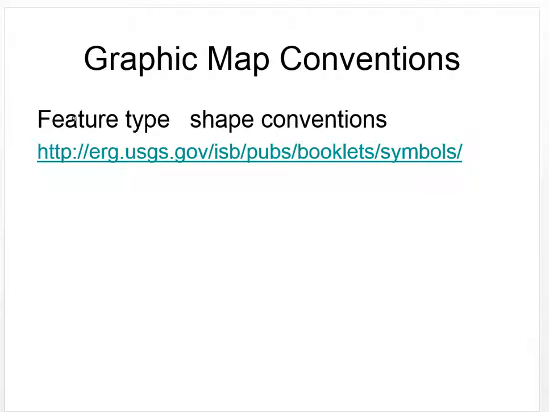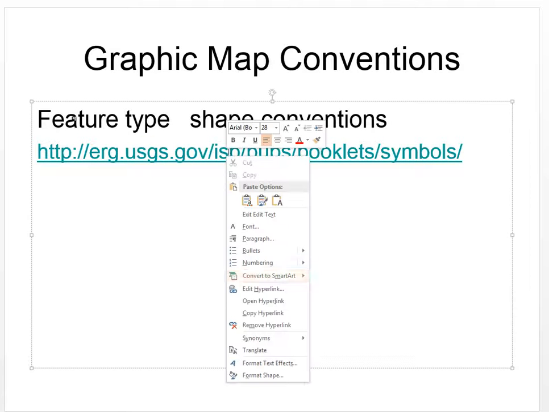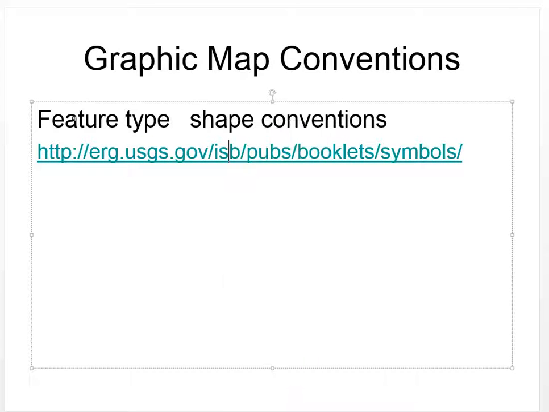And there's a link here that, let's hope that still works. I haven't checked that in a while. That has a book of the government mapping symbols that are used on a lot of topographic and other kinds of maps, and it's really very important or very useful.